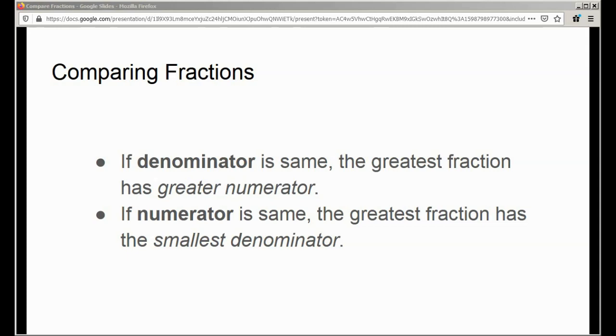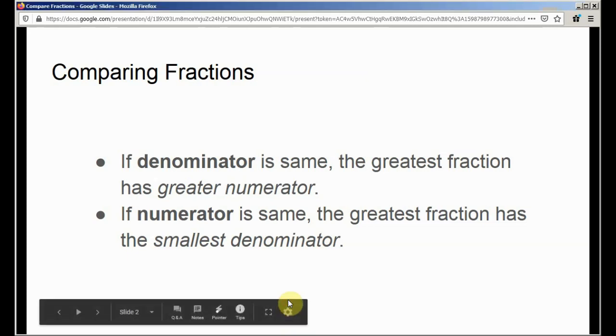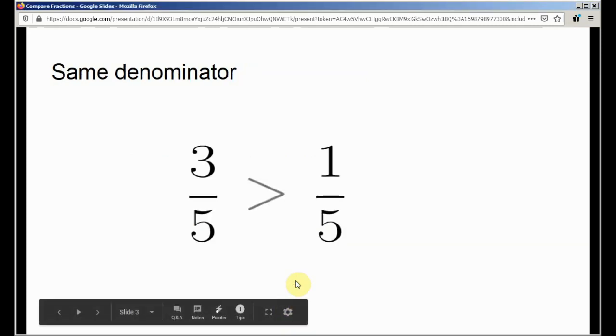If you do this comparison for multiple fractions, it's the same thing. Either convert all the denominators into the same one and then compare the numerators, or make all the numerators the same by multiplying with some factor and then compare the denominators. Whichever path you take, you will be able to identify the smallest and greatest fraction out of two or three fractions. Next we will see some examples.